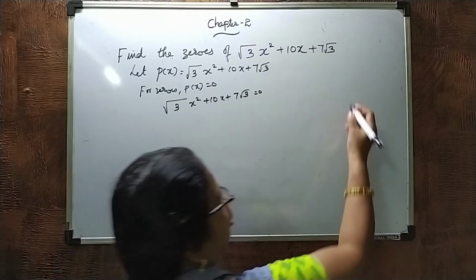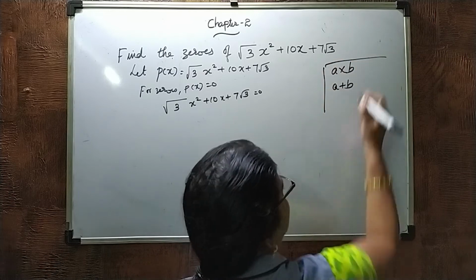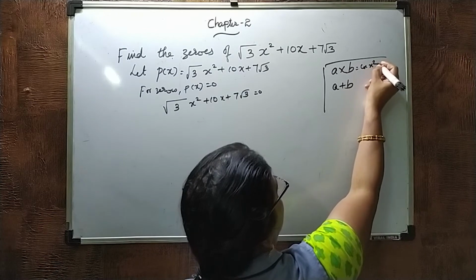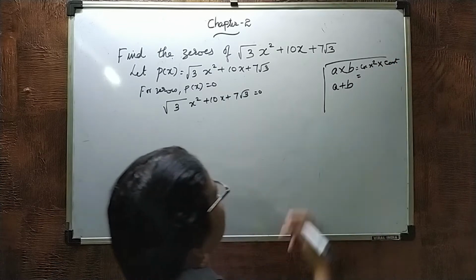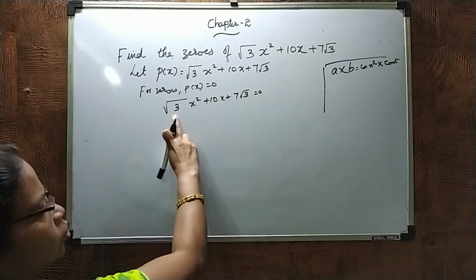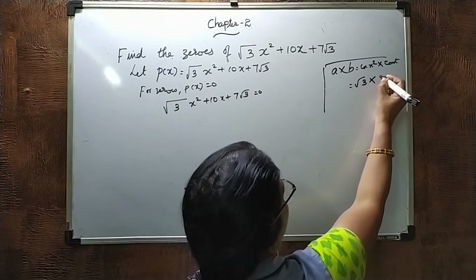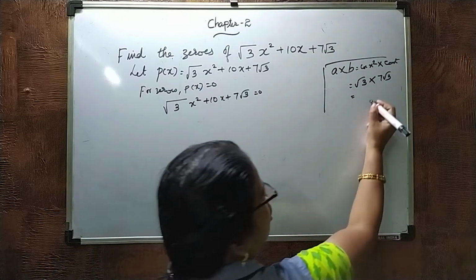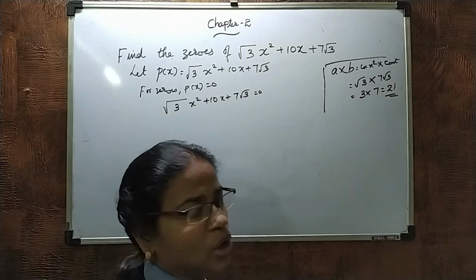After this, you have to find out a into b and a plus b. So here, a into b: you have to find the coefficient of x square into the constant term. The coefficient of x square is root 3, so it is root 3 into the constant 7 root 3. Root 3 into root 3 is 3, so 3 into 7, 21. So 21 you have to get.